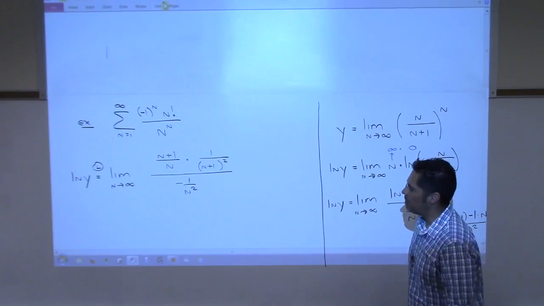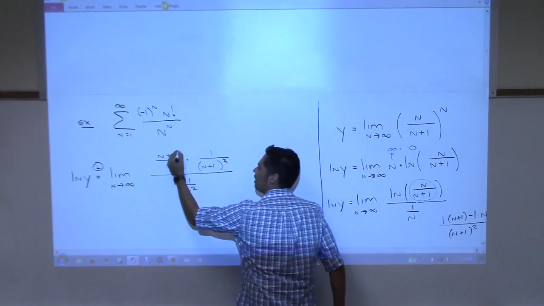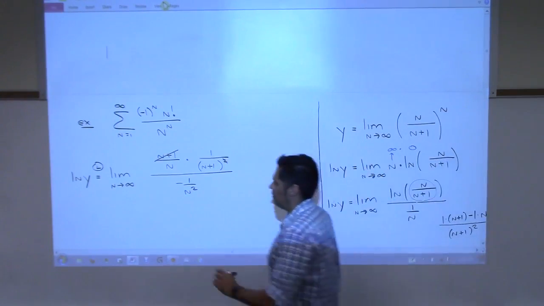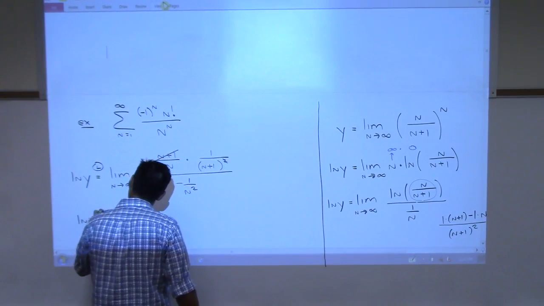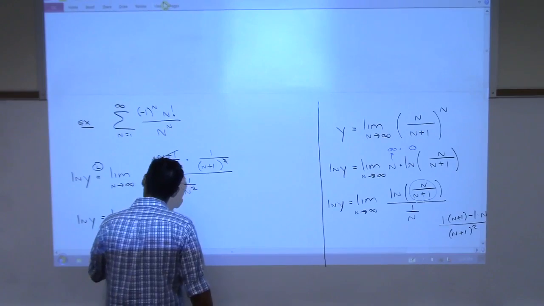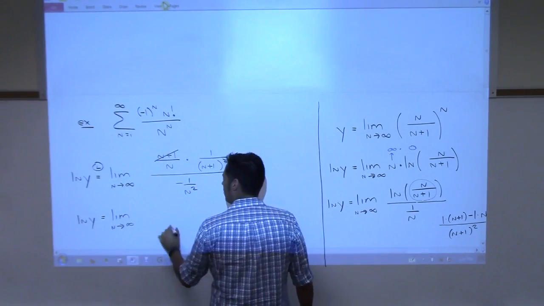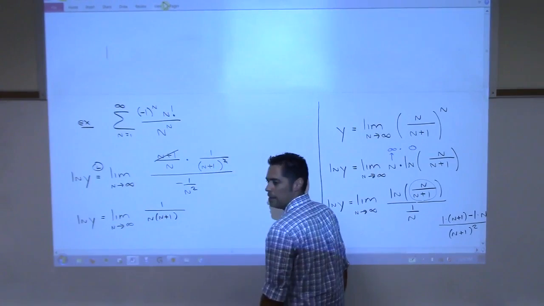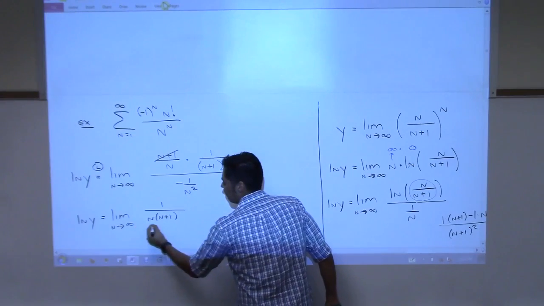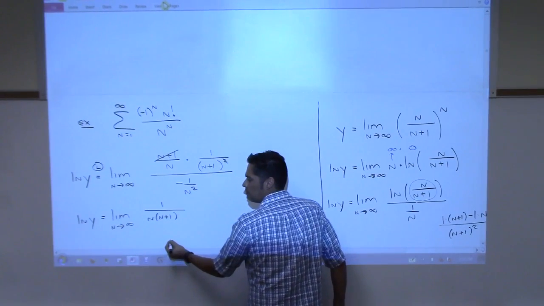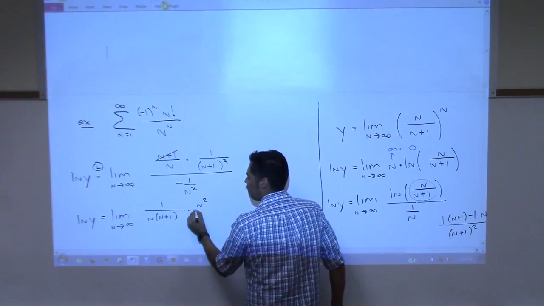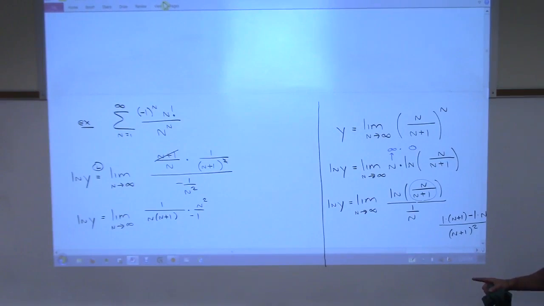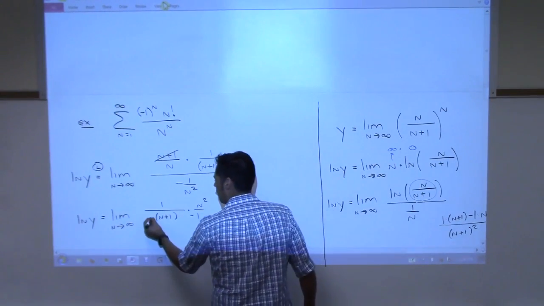All right. I see a little bit of cleaning up we can do. I see that one of the factors of n plus 1 cancel. Right? All right, so I have natural log y equals limit as n goes to infinity. On the top, 1 over n times n plus 1, right? Yes? And on the bottom, negative 1 over n squared, which I can flip as n squared over negative 1, can't I? One of the n's cancel? We're almost there.